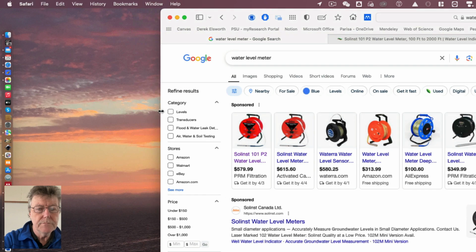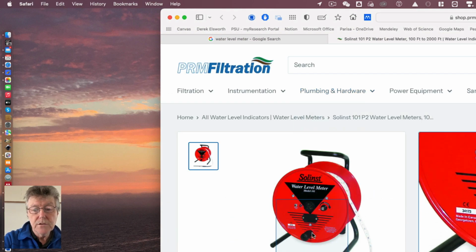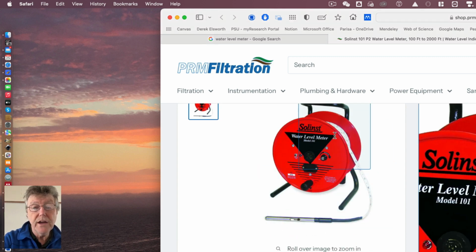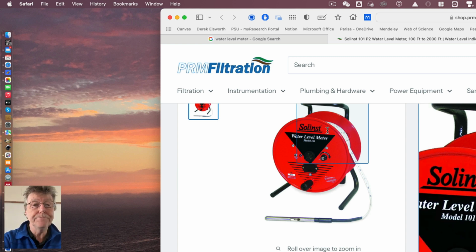I jumped off here. So yeah, you make a connection between these two, the light goes off, you know how deep you are from the graduated tape, and you're able to say what depth the water level is. So pretty straightforward.